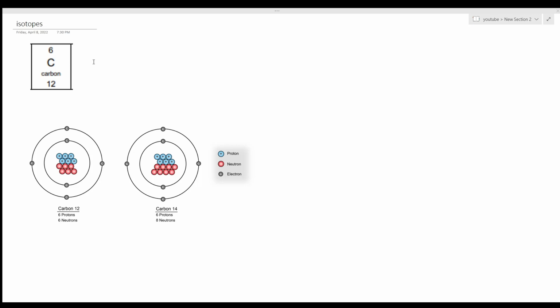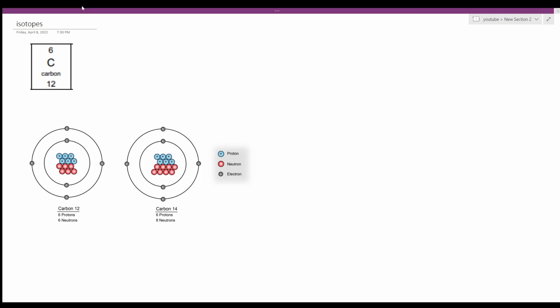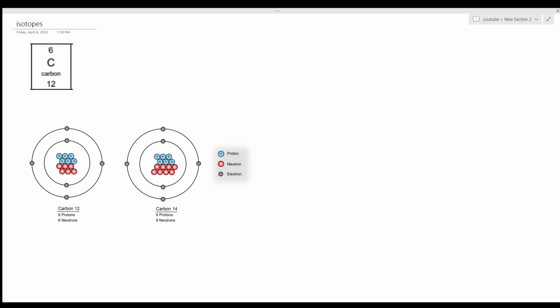You can, however, change the number of electrons, as we've just seen. That makes an ion. And you can change the number of neutrons. When you change the number of neutrons, that's going to make something called an isotope. So I've got here a picture from the periodic table. Carbon, 6, 12. The 12 is the mass, and that is the number of protons plus the number of neutrons. Because we know we've already got 6 protons, we know that it's going to have 6 neutrons to make 12. So protons, 6, neutrons, also 6.